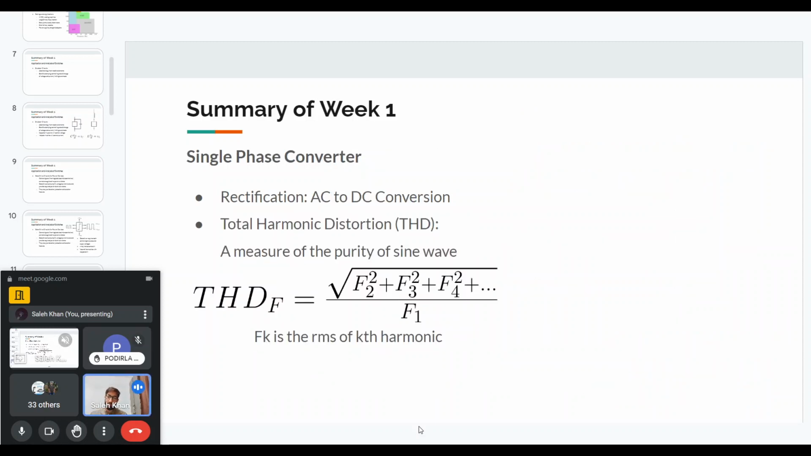Okay, so the total harmonic distortion is basically a measure of the purity of the sine wave. It is defined here. If we have a periodic waveform f, it will have a fundamental component f1, and harmonic components f2, f3, and so on up to some n level. The THD is given by this equation, where f_k is the RMS of the kth harmonic. So, what is the significance of this THD? Why are we worried about THD? Why do we want to minimize the THD? Because if the THD is zero, that means all these harmonic elements are zero, so we only have the fundamental.